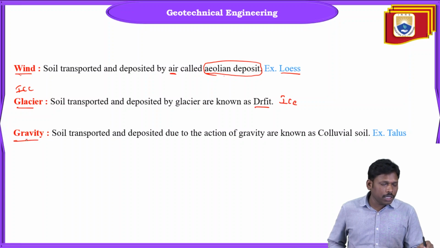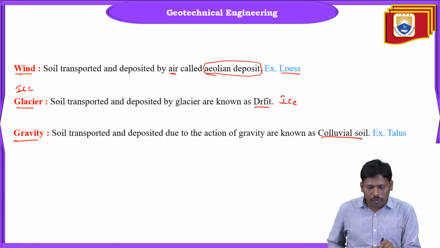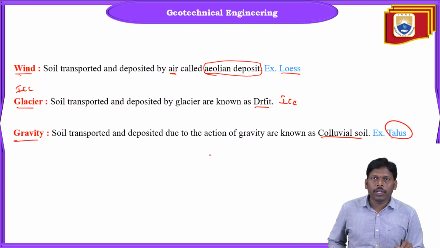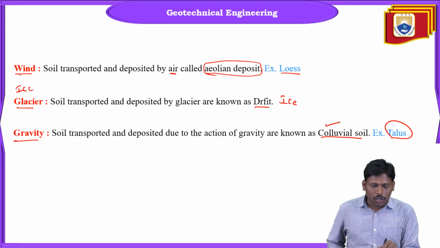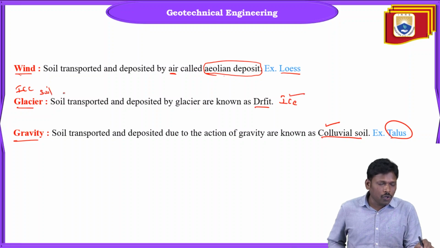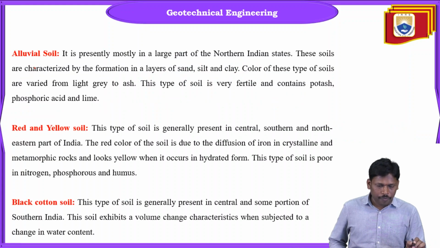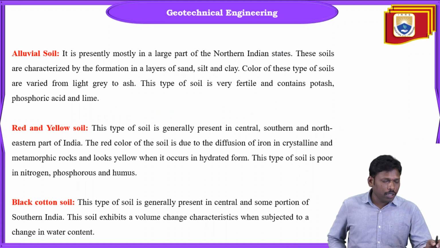Another agent is gravity. The soil transported and deposited due to the action of gravity is known as colluvial soil. Talus is an example of this type of soil. So the soil formed due to the transporting agent of gravity we call colluvial soil, from the glacier it is due to ice, and aeolian is from what? Wind. So these are the various transport agents.